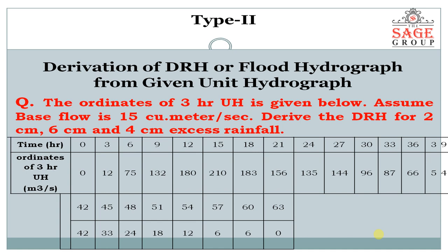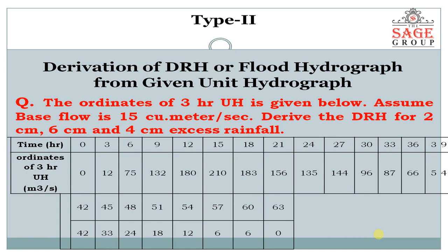The ordinates of a 3-hour unit hydrograph are given below. Assume base flow as 15 cubic meter per second. Derive the DRH for 2 centimeter, 6 centimeter and 4 centimeter of excess rainfall. Correct. So in this type of question we are asked to derive a flood hydrograph, right? And what is given here is the ordinates of a unit hydrograph.